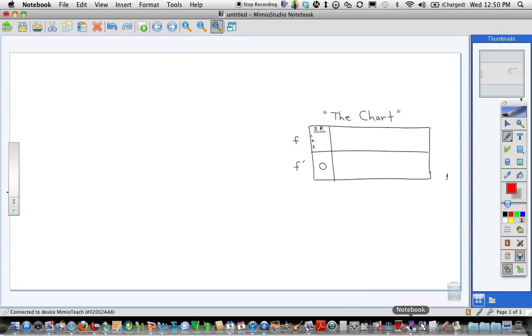How's that coming over there? Not bad. Local min, local max, flat spot. Okay? Local min, local max, and flat spot. All right? F prime in the next column over, F prime could be positive. If F prime's positive, what's F?